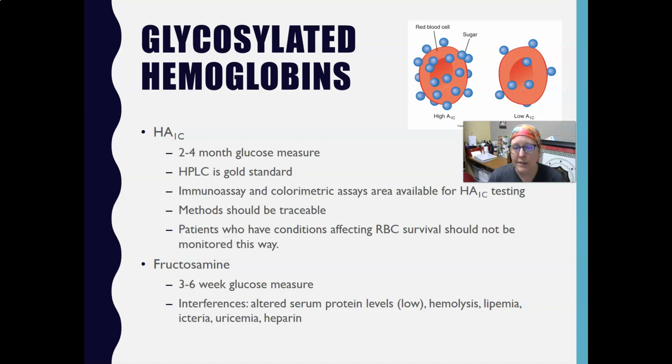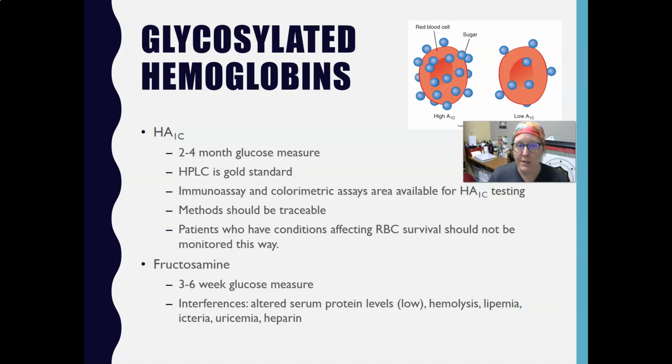Immunoassay and colorimetric assays are all available for A1C testing. Methods should be traceable. Patients who have conditions that affect red cell survival should not be monitored this way, because guess what? Their red cells don't live to be 120 days. They get turned over faster, which means that as the red cell gets turned over, the A1C gets broken down, and so it's not reflective of the 2 to 4 months. That's not an accurate measurement for them. So if they have hemolytic anemia of some sort, or sickle cell anemia and all that, you wouldn't be able to use A1C to monitor them.